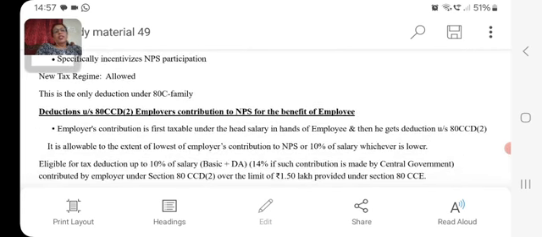Deduction under section 80CCD2. This is nothing but employer's contribution towards NPS. Suppose a person is working in a company and the company itself contributes certain amount to his NPS account, then he can avail the deduction under section 80CCD2 for the employer's contribution to NPS.